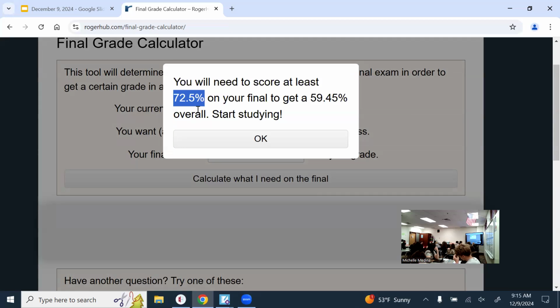Now, do you think that someone who has a 58% can get a 70%?